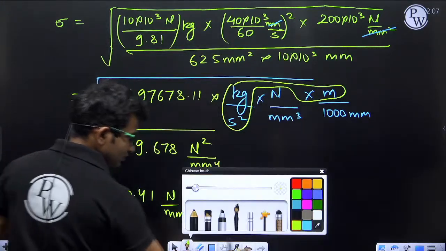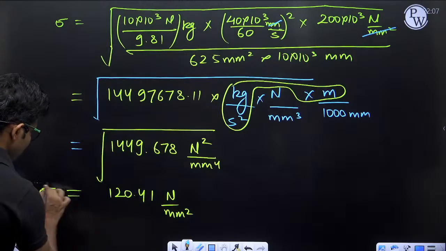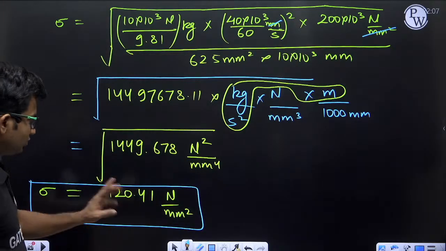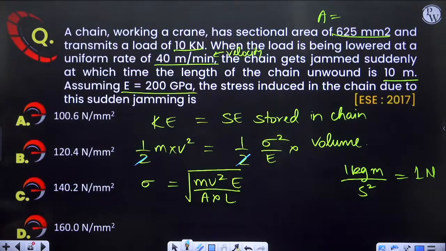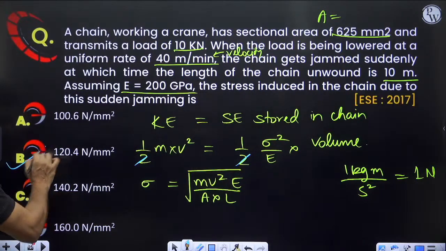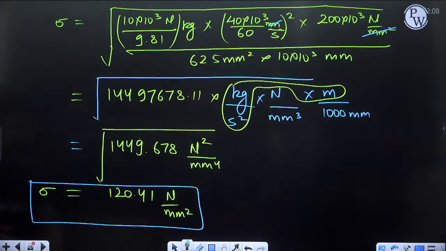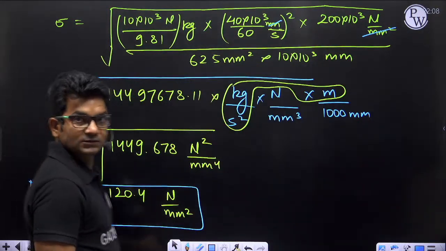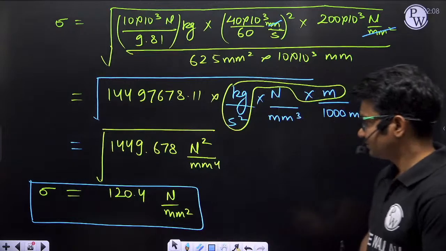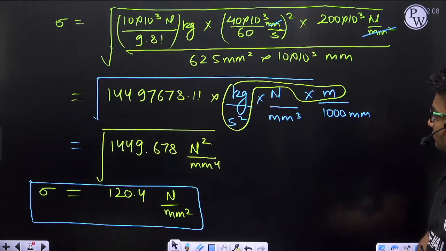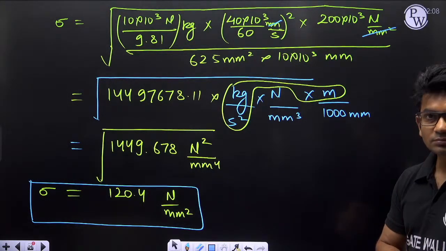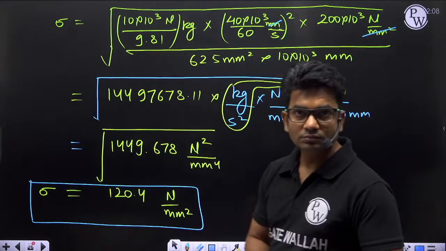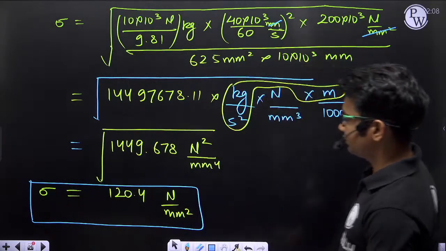So this was a little bit tricky question because of units. 120.4 Newton per mm square. The correct answer will be option B. Have you got it? Have you understood? Any doubt in this? Any doubt? Let's move on to the next question.